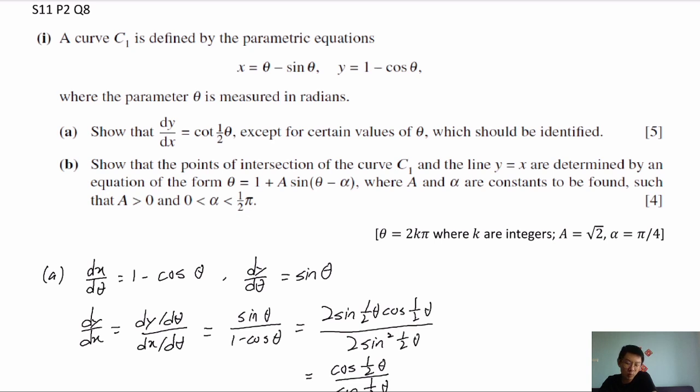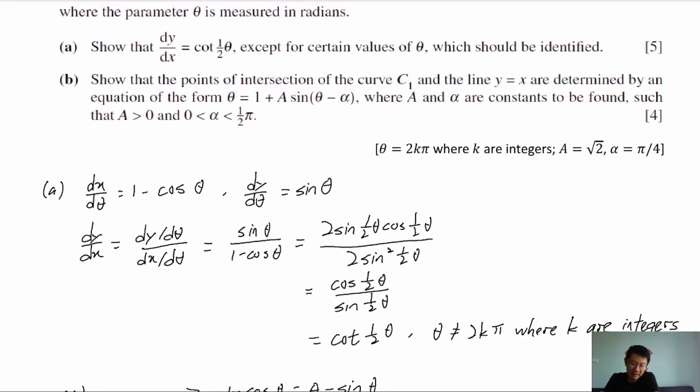For this, to find dy/dx we need to differentiate to get both dx/d theta and dy/d theta. So dy/dx is given by dy/d theta over dx/d theta. We know that dy/d theta is sine theta, and dx/d theta is 1 minus cos theta.